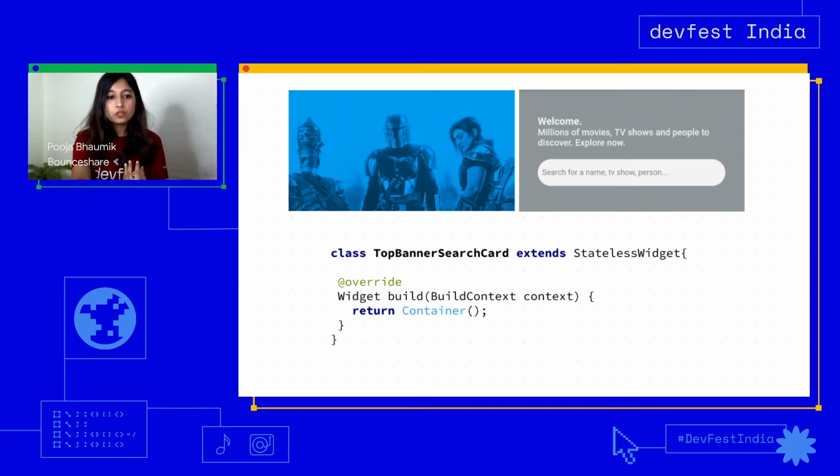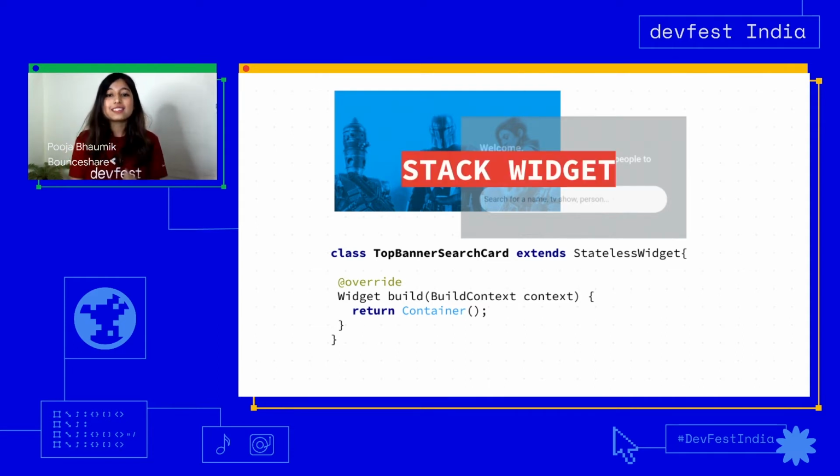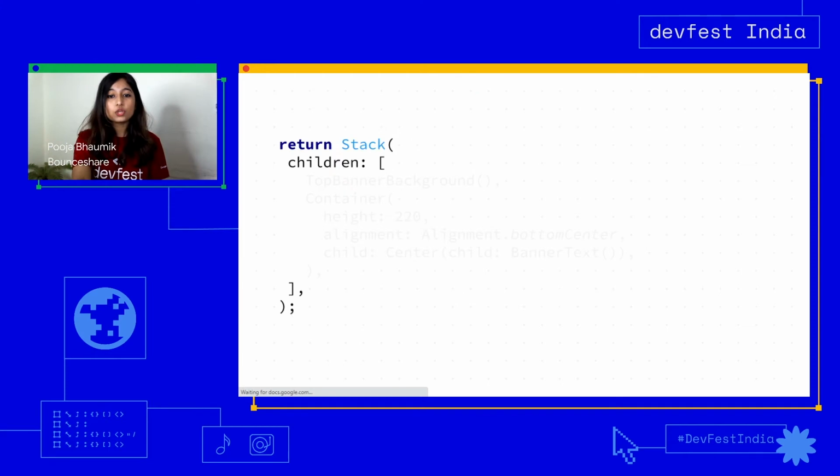So here, when both of them come on top of each other, if an image and text come on top of each other, it is going to be a stack widget. So we are going to be using a stack widget, which is again provided by the SDK. So here you see that we are going to return a stack instead of a container and give it children. So the first child is going to be the top banner background, which is just the image, the blue image that you just saw.